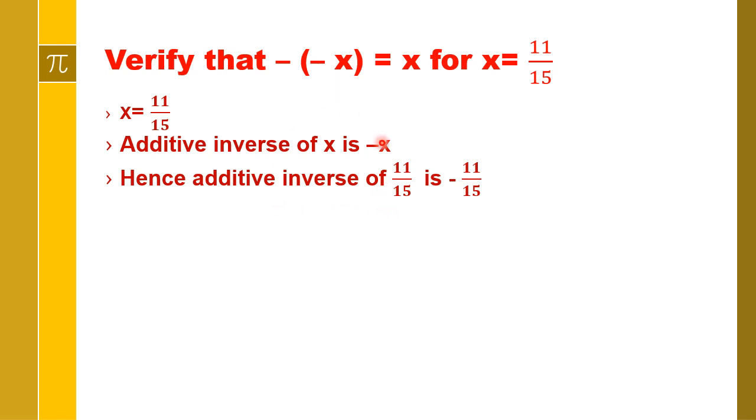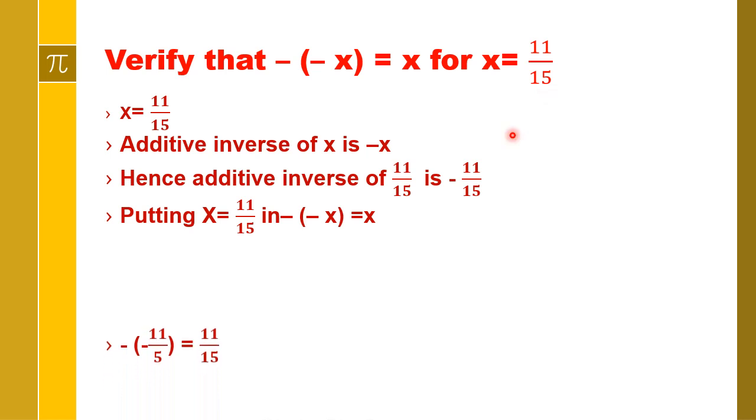Now we are going to take minus of minus x. So what will happen? This minus will be outside the bracket. There will be another minus inside the bracket, and what is x? 11 upon 15. So minus of minus 11 upon 15. Minus into minus is plus. So you will get 11 upon 15.